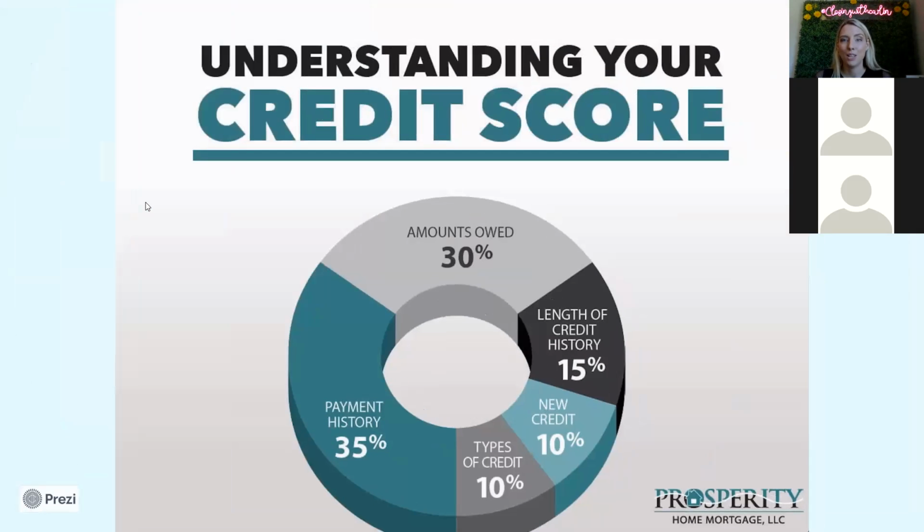And of course, last but not least, credit score. This is definitely going to affect which program we go into. As long as we're over 620, they can pretty much qualify for everything at Prosperity. I know some lenders have a minimum of 700 for jumbos. We do not have that. And 580 is our minimum credit score overall.